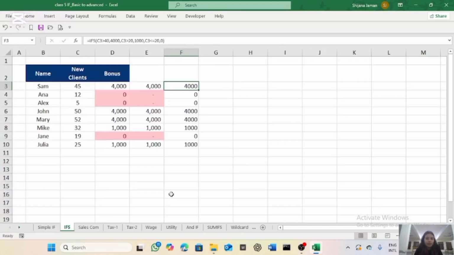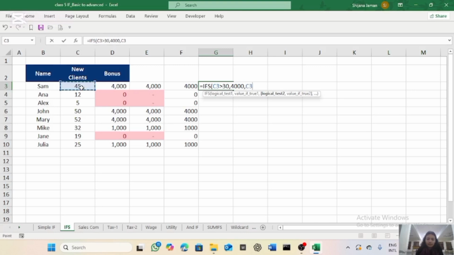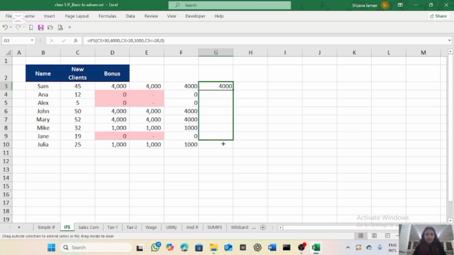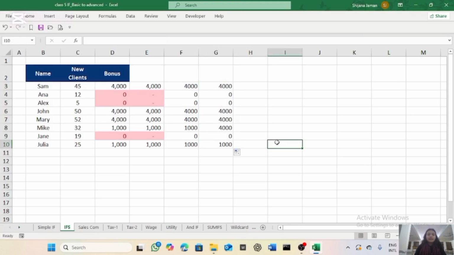We are shifting to the IFS formula. Equal IFS, logical test: if 45 greater than 30, he will get 40,000 bonus, comma, logical test 2: if 45 greater than 20, he will get 1,000 bonus. If 45 less than or equal to 20, he will not get any bonus. That's why we have to press 0, close the bracket, press enter. Fill the series. This is our IFS formula.